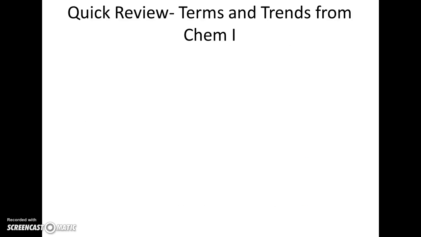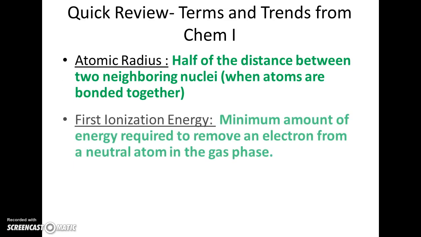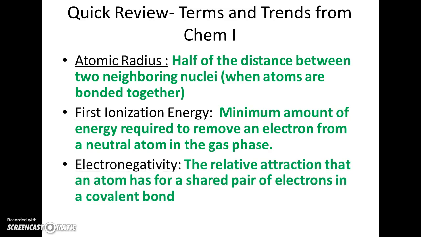Okay, quick review of terms and trends from Chem 1. Hopefully you remember atomic radius, ionization energy, and electronegativity. Atomic radius is just the radius of an atom, but the way that we typically measure this is that we look at two atoms bonded together, and the atomic radius is defined as half the distance between two neighboring nuclei. The first ionization energy, and we'll talk in class about second and third, is the minimum amount of energy required to remove an electron from a neutral atom in the gas phase.